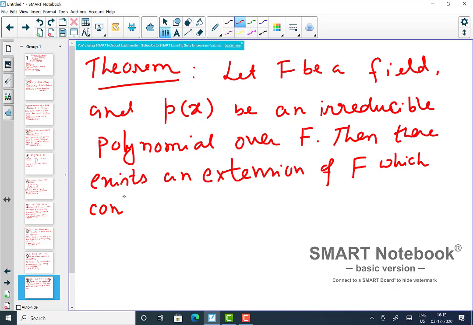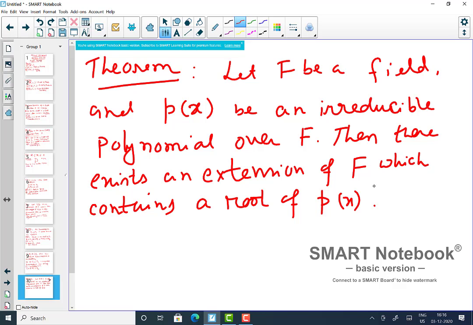Yeah, so I must say that I should not say extension like this. I should say there exists a field which contains f. It's also saying the extension. Okay, no problem. So which contains a root of p(x).